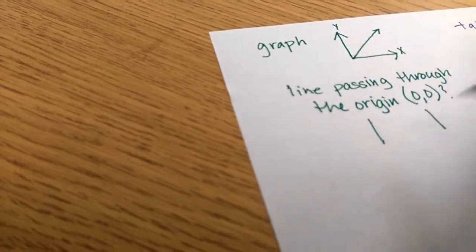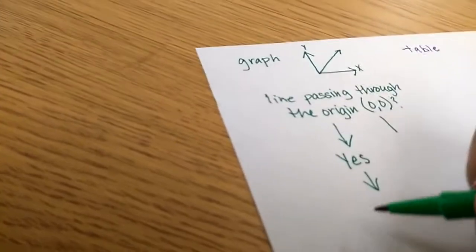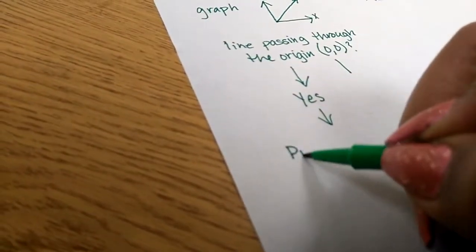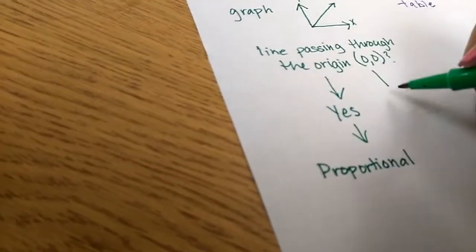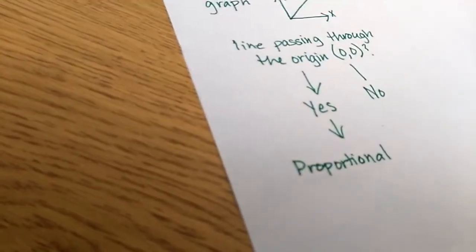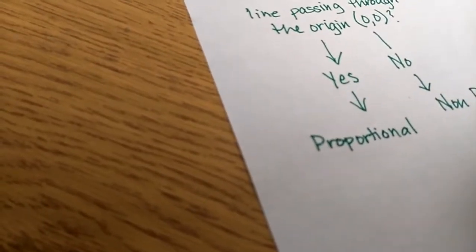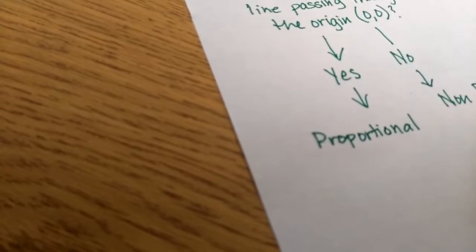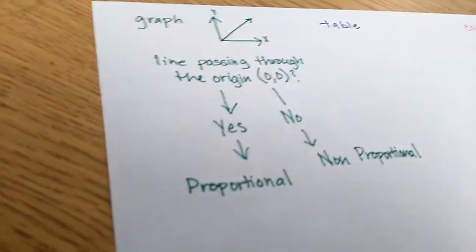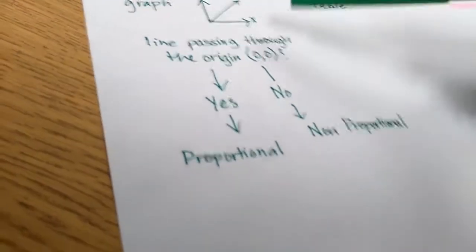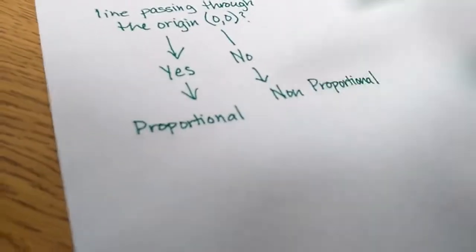Okay? If that's a yes, then this is a proportional relationship. If it is not passing through the origin, then it is a non-proportional relationship. Okay? Simple, right? Is it passing through the origin? If it is, it's proportional. If it isn't, it's non-proportional.